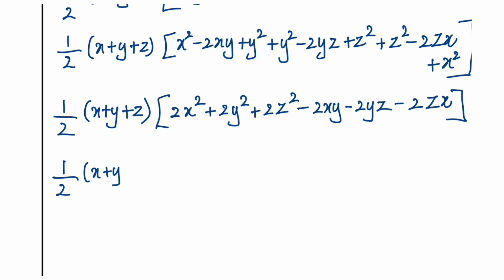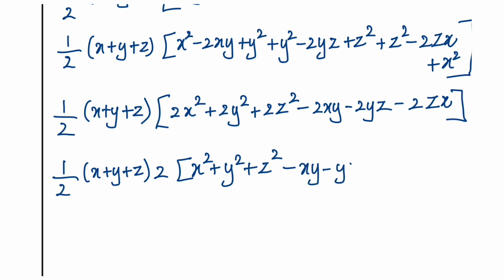1 by 2 into x plus y plus z, you have 2 in all the terms in this part, right? 2x squared, 2y squared, 2z squared minus 2xy minus 2yz minus 2zx. So we have 2 in all these terms, so you can take 2 as a common factor outside, so that leaves you with x squared plus y squared plus z squared minus xy minus yz minus zx. Okay, and this 2 and this 2, they can get cancelled, right?